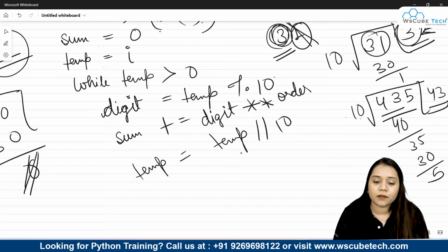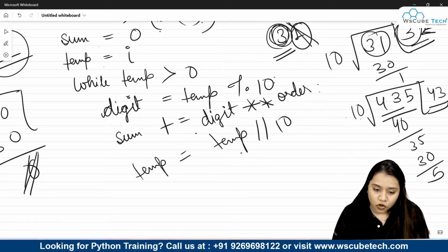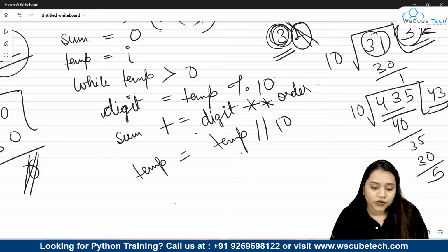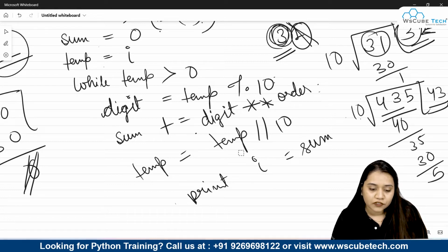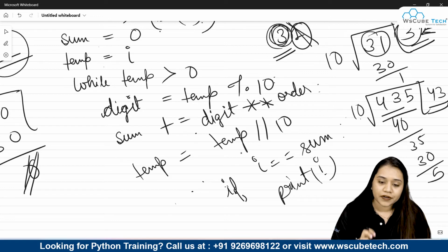We divide it by 10 to obtain the remainder, that will be 3. 3 raised to the power 2 will be added to the sum, and again this 3 will be eliminated and the loop will stop, because the loop says while temporary is greater than 0. As soon as the loop stops, we need to print: if number is equal to sum, whatever our I is, that is equal to sum, in that case we print I. So this is how we obtain an Armstrong number inside a particular interval.